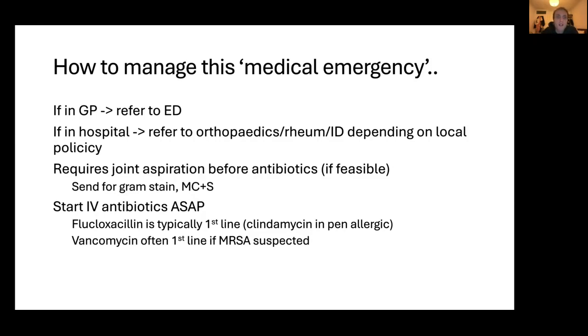So flucloxacillin will be first line generally in septic arthritis, although clindamycin if they're allergic to penicillin. And if MRSA is suspected, for example, they've got previous infection with MRSA, or they're post-surgery and they're known to have a positive MRSA swab, then you'd probably start vancomycin. But obviously that would be guided by your local antibiotic guidelines.